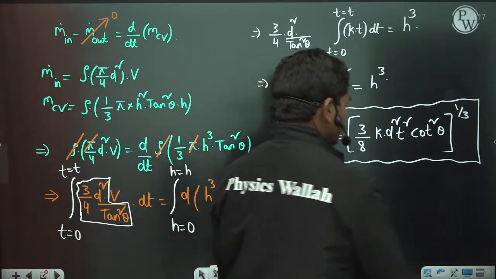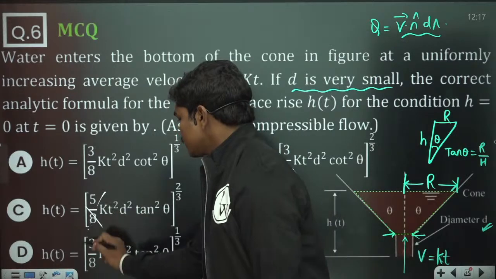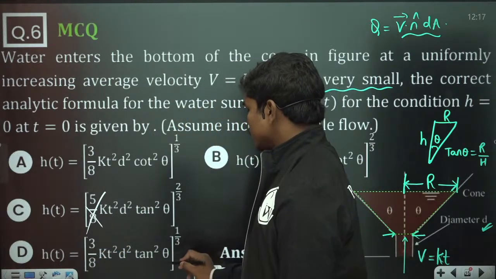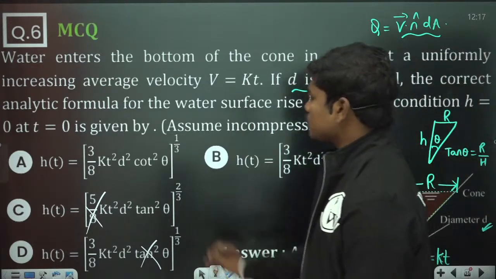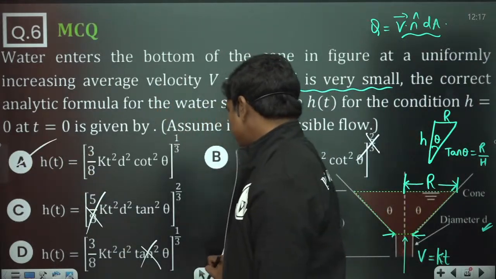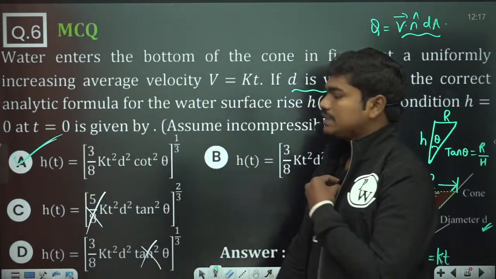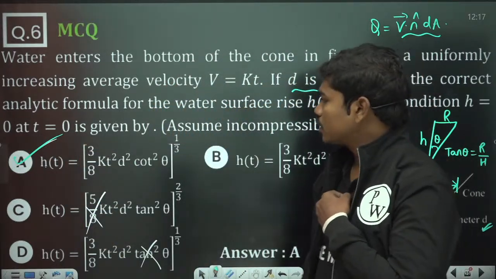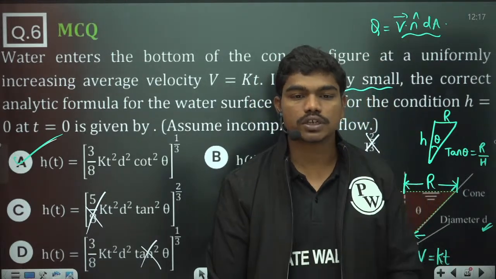Okay, so if you check the options, first of all, this is wrong: 5 by 8 is there. This is 3 by 8, but the power is 1 by 8, but tan square theta is in multiplication, wrong. So this is not power 2 by 3. So this is the correct option, which is the height of the tank at any given location at any given time, basically given by 3 by 8 k t square d square cot square theta whole to the power 1 by 3. Clear? So please type in the chat box, is this clear to all of you?